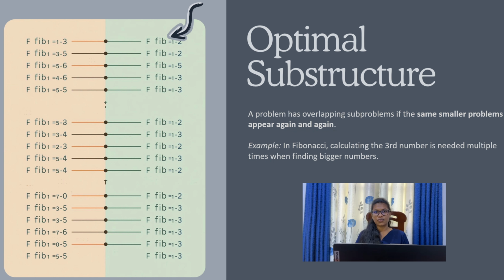Okay, let's move to the optimal substructure. Optimal substructure means the best solution of a big problem comes from the best solutions of the smaller problems. For example, Fibonacci 5 equals Fibonacci 4 plus Fibonacci 3. If we already know Fibonacci 3 and 4, we can easily get Fibonacci 5 without recalculating everything again and again.